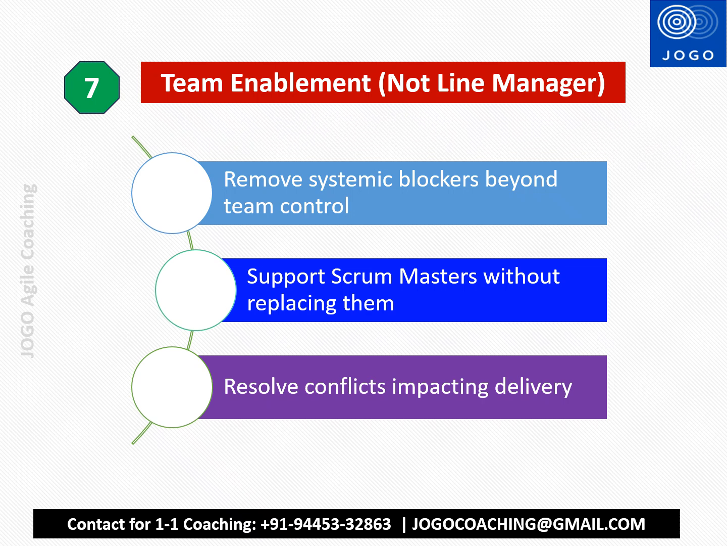Another activity done by the Agile Project Manager in this aspect is resolving the conflicts that are impacting the delivery. The conflicts may happen between the team, between stakeholders, or between the team and the stakeholders, and if it is not resolved by the Scrum Master, the Agile Project Manager will jump in and help the team to resolve it.